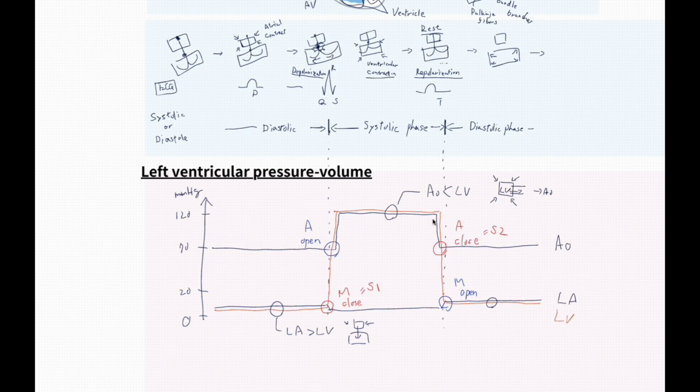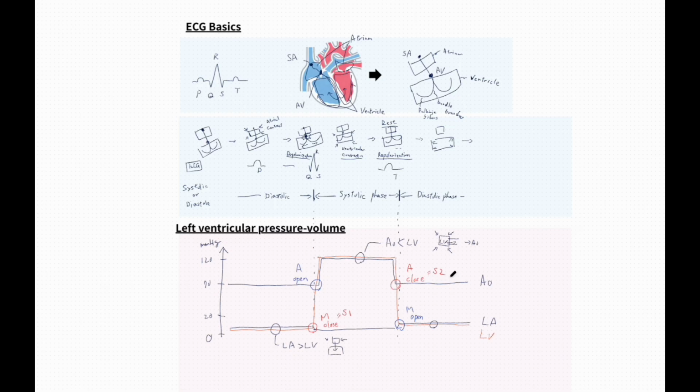If you understand this well, you will be able to understand many other cardiac diseases, ECG patterns, and hemodynamic problems much more easily. Whenever you feel confused, go back to the basics.